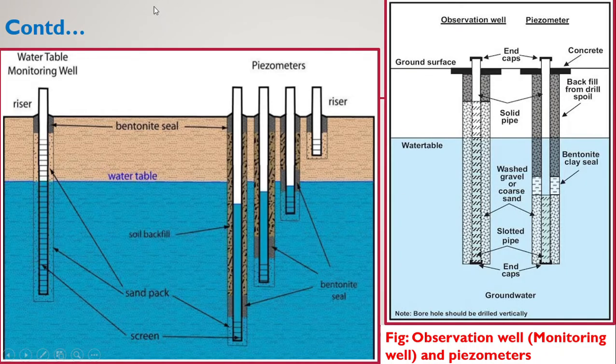Now here we can see a single observation well or monitoring well. It can otherwise be called a monitoring well. The monitoring or observation well will have perforations all through its length. Water will be entering from all the sides and from the bottom.